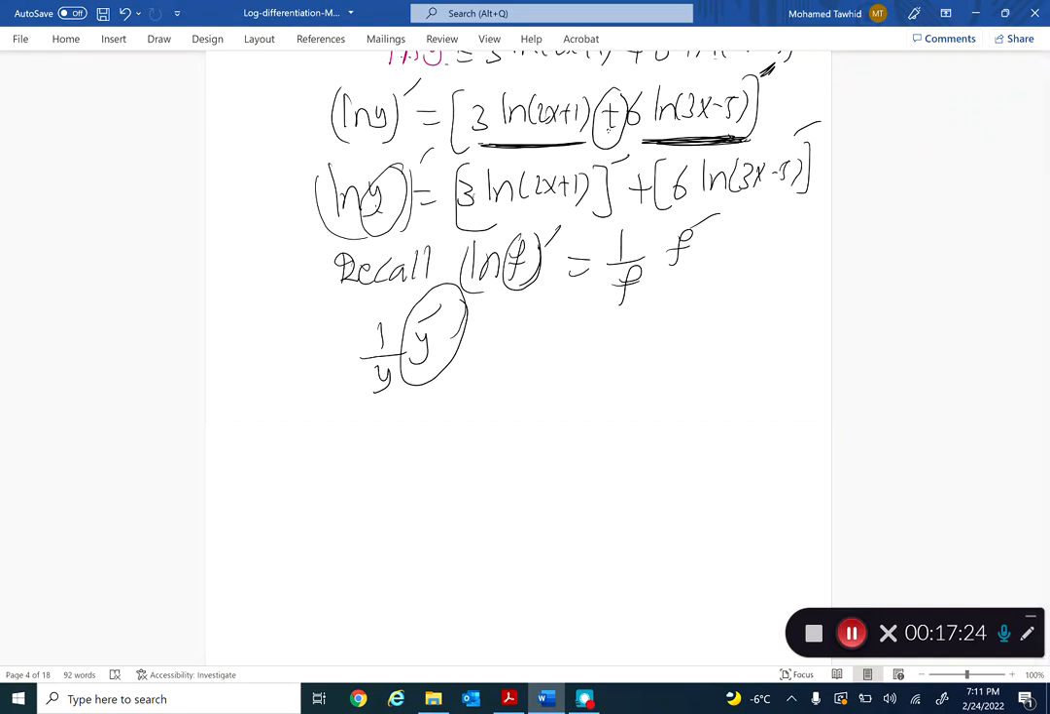Now 3 is a constant, I can grab it outside. So what do you have? 3 outside of your derivative.